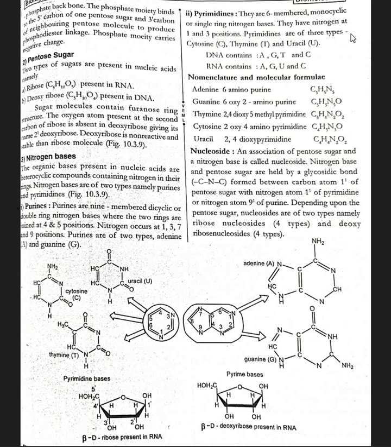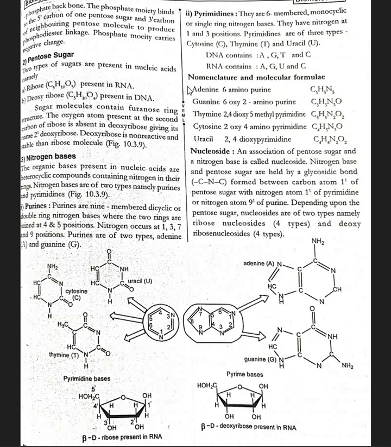And these pyrimidines also are of three types: thymine, uracil, and cytosine. In the DNA, adenine, guanine, thymine, and cytosine are present, whereas in RNA, adenine, guanine, uracil, and cytosine. This means that thymine is absent in the RNA, whereas in the RNA, in the place of thymine, there is uracil.